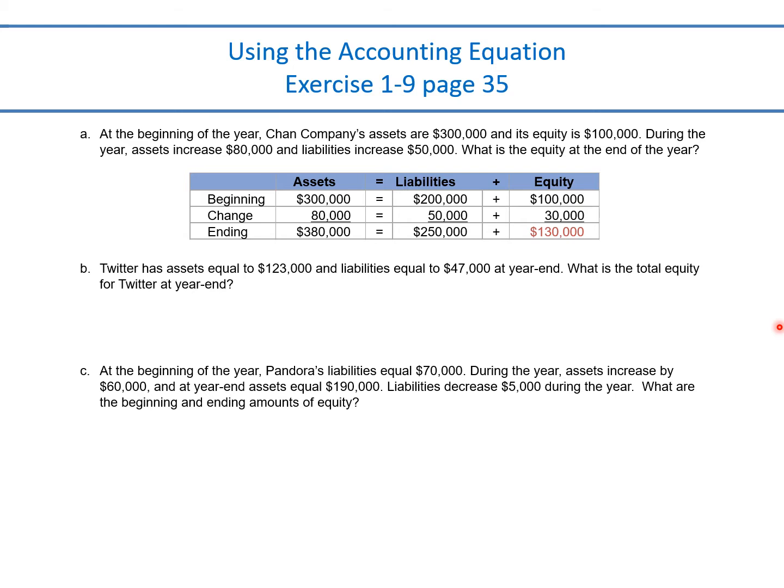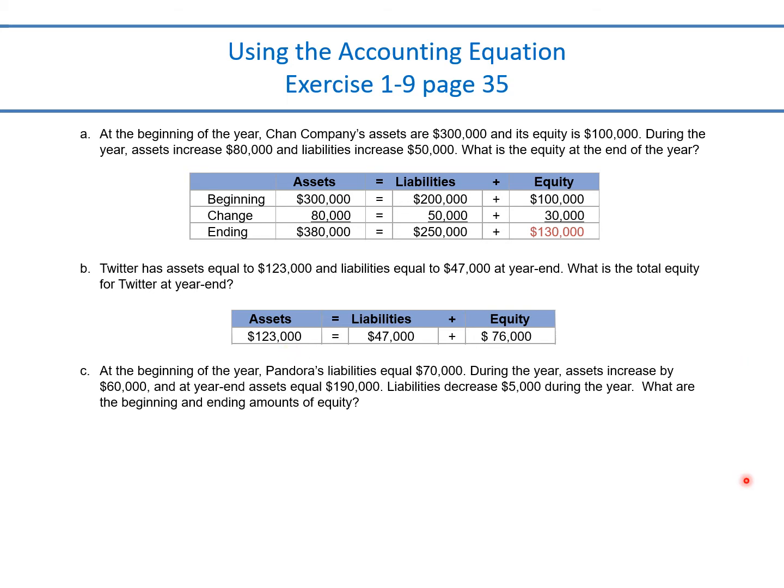So in part B, Twitter has assets equal to $123,000 and liabilities equal to $47,000 at year end. What's the total equity for Twitter at year end? This one's a little less complex than the first one. Assets of 123, liabilities of $47,000 plus what number gets you to $123,000? That's $76,000.